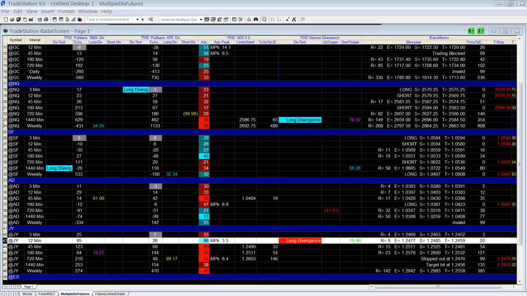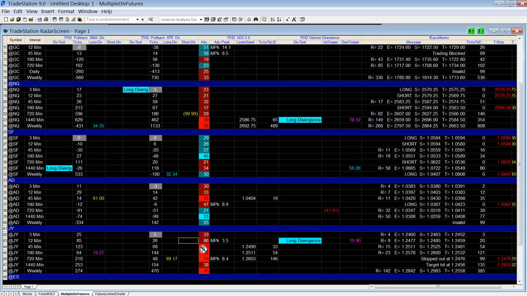Long divergence means you are getting decreasing volume on new price lows. Absolutely, that's what it means. No, it's not an uptrend. This is a dark red ADX at 86. This is a dark red 33. Right, it was highlighted, so maybe it looked blue. Okay, do you understand now?